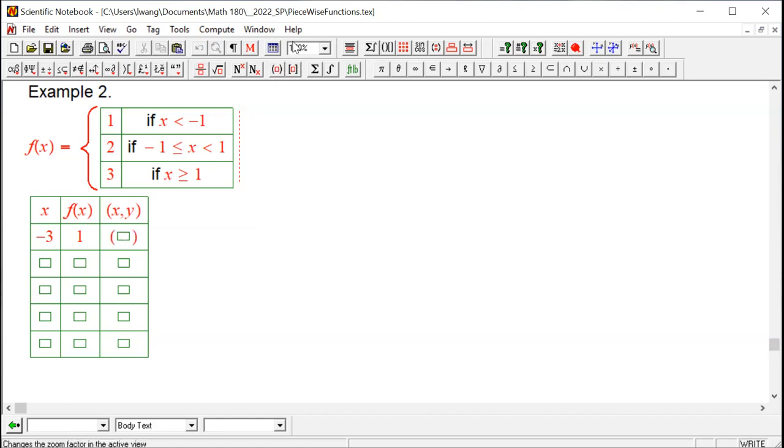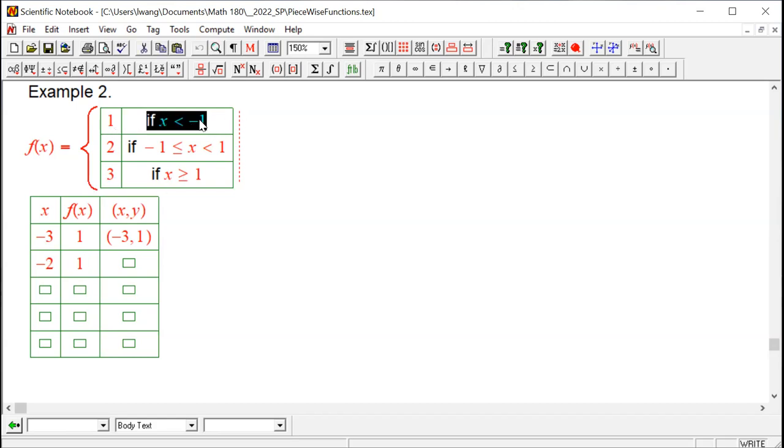So now input is -3, the output is 1. If I pick input equals -2, the output is also 1 because -2 is also less than -1. So this rule tells us that the output is always 1 as long as the condition is satisfied. If this condition is not satisfied, then we cannot use this output.